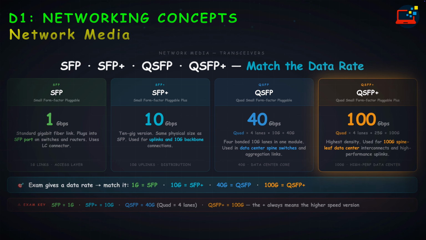SFP modules, small form factor pluggable, support 1 gigabit. SFP Plus modules support 10 gigabits. QSFP, quad small form factor pluggable, supports 40 gigabits. QSFP Plus supports 100 gigabits. If the exam gives you a data rate and asks which transceiver to select, match the rate to this list.